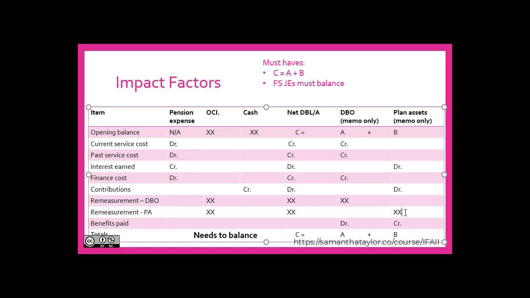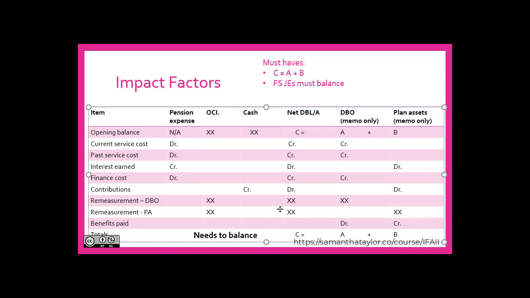We make an adjustment, a debit or a credit, to bring this up to actual amounts. And then we put the offsetting item to OCI, so it could be a debit or credit here, could be a debit or credit here. And then to make sure that we balance on the financial statements, we say A plus B equals C, and we are good to go.